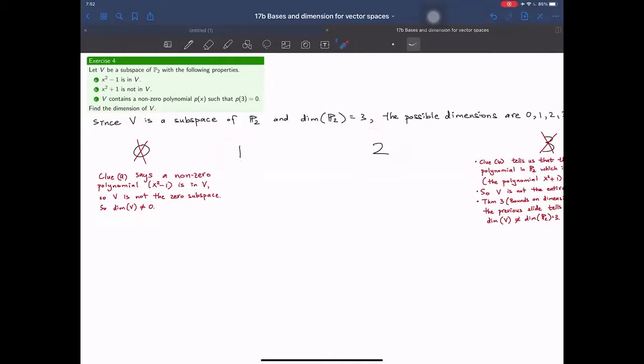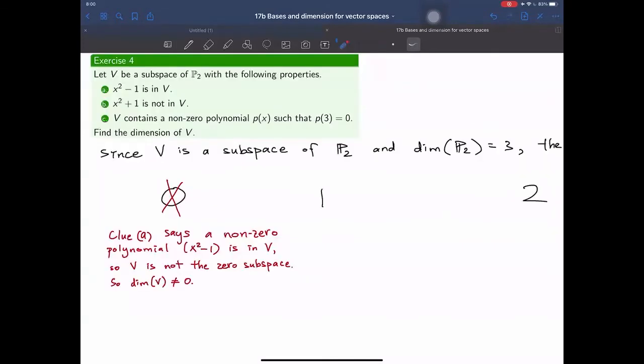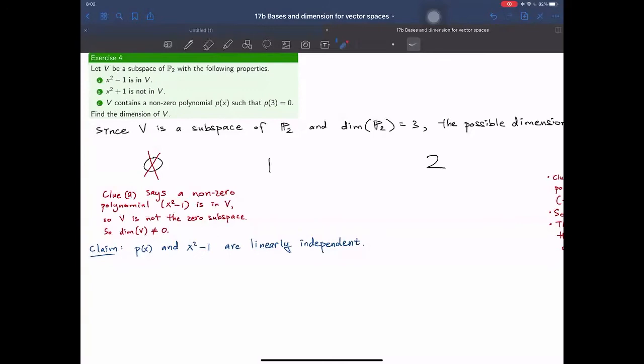We also have one clue left that we have not used. It says that our subspace contains a non-zero polynomial p where 3 is a root of p. Clues A and C tell us that we have at least two non-zero polynomials in V. If we can show that these two polynomials are linearly independent, then we can use theorem 1 to say that the dimension of V is 2 or bigger. I claim that this polynomial and x squared minus 1 are linearly independent.